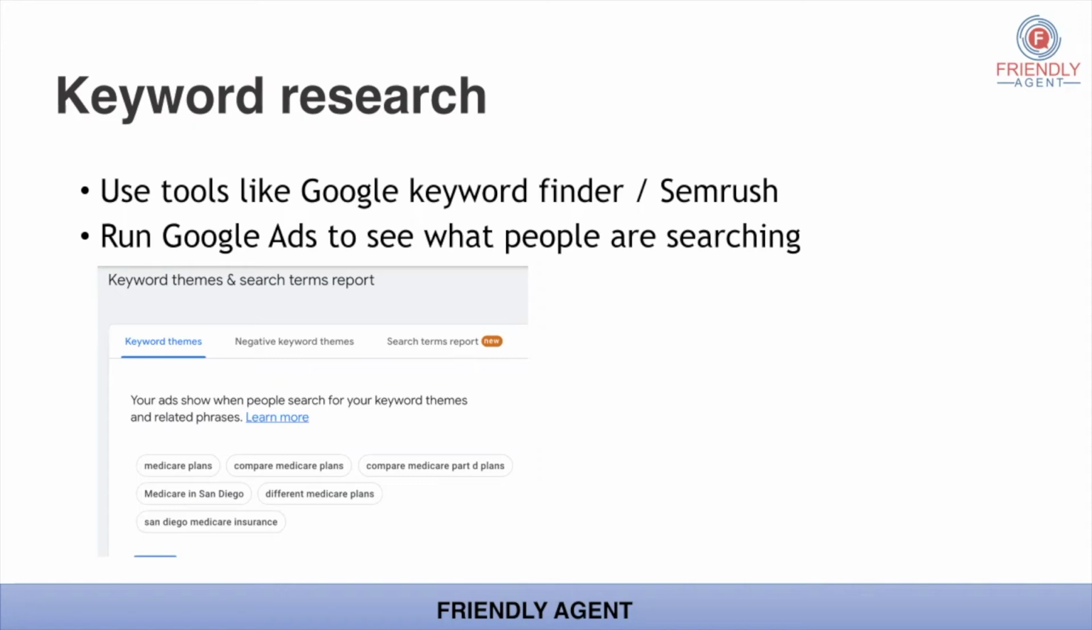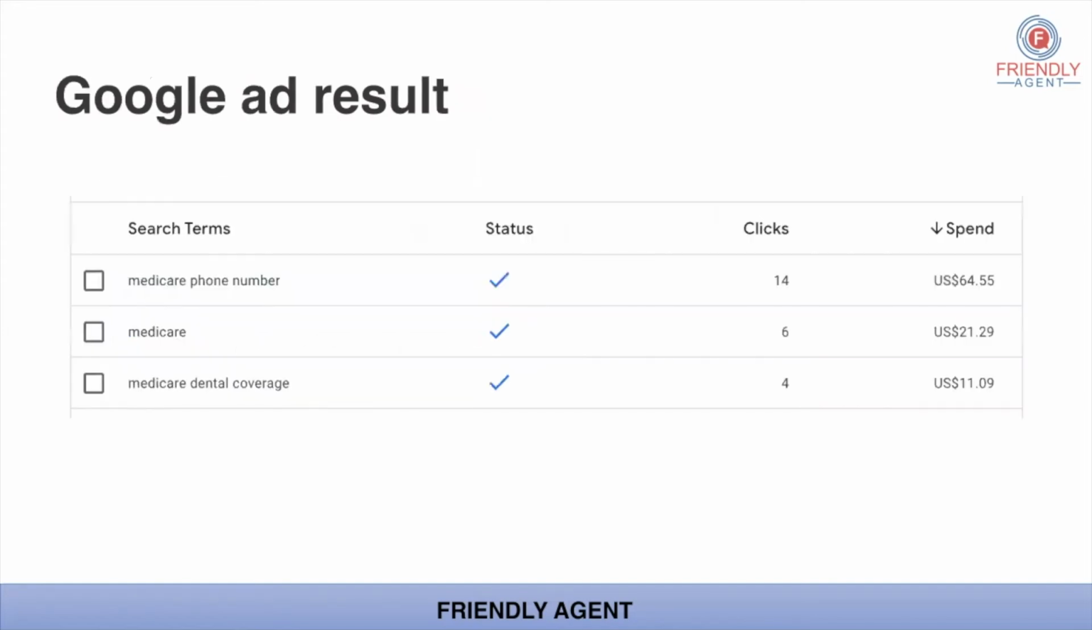Currently we have limited time, so I'll try to go through as much as we can, but we go into very much detail on all these aspects in our membership, Friendly Agent Pro, which I mentioned earlier. But anyways, here you can select different themes. So I selected a lot of Medicare themes, and I started running the ads. And when I started running the ads, these are some of the results which we received.